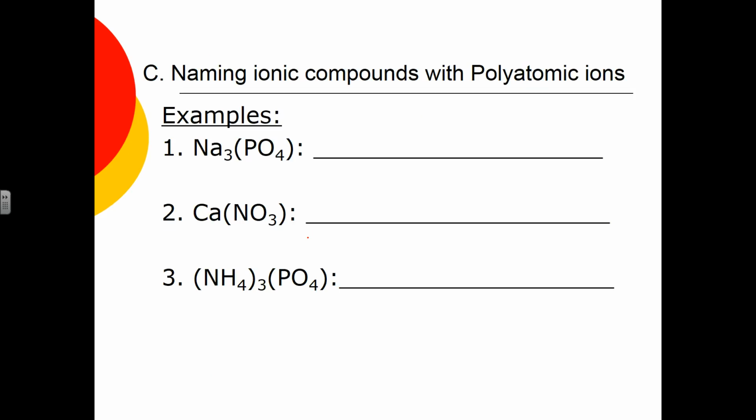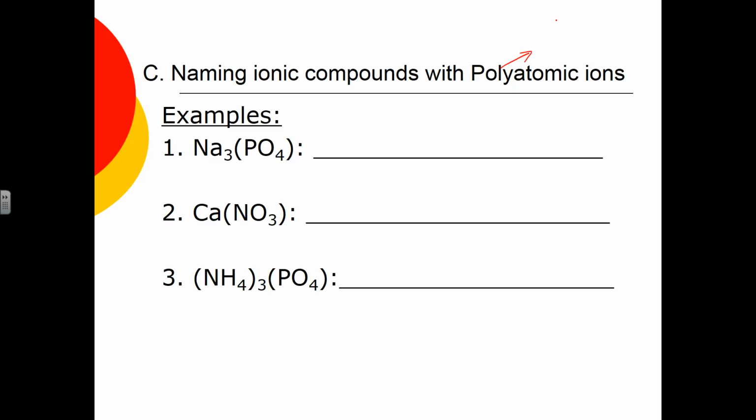The third and final type of ionic compound, I call them type 3s, are those that contain polyatomic ions. They're called polyatomic ionic compounds or tertiary ionic compounds. Now, the thing about these is if you learn the polyatomic ion formulas and names, you're good to go, but you got to memorize them. You got to refer to them.